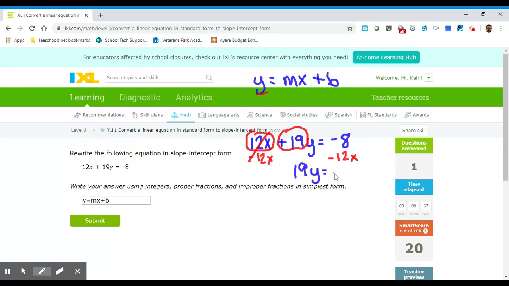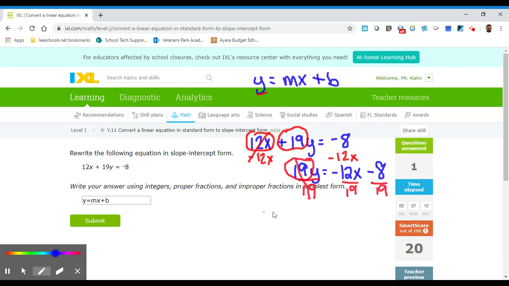And you now have the negative 12x on the right-hand side of the equation. And we also have this negative 8. What else do we need to get rid of? We need to get rid of this 19. Now this one is multiplying this term, so we have to divide. Divide by 19. And remember, this divides by 19, and this divides by 19. Okay, it divides every term. So this cancels out to 1, so we could just leave it as 1y.